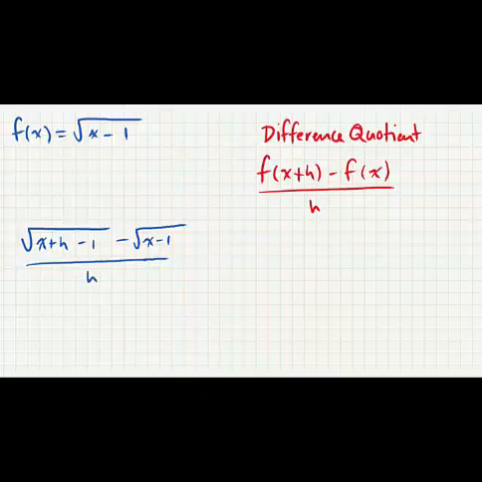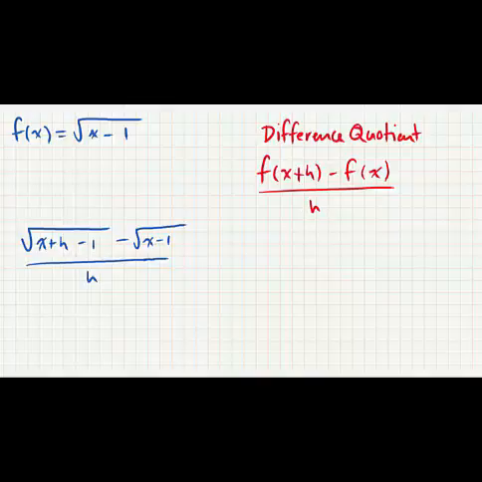This is essentially slope. It's essentially the change in function values divided by the change in the horizontal direction. So this is rise over run.